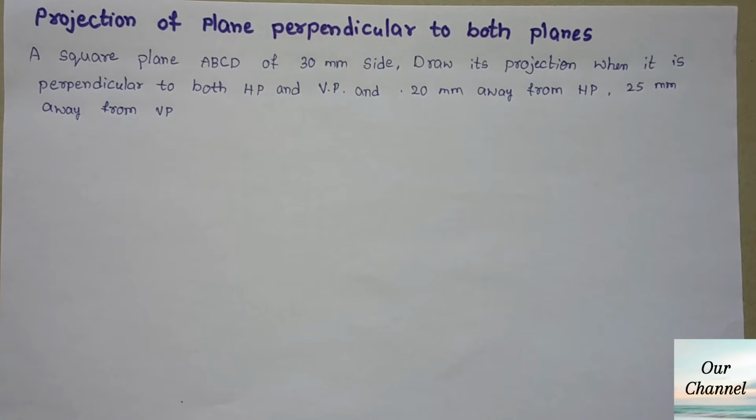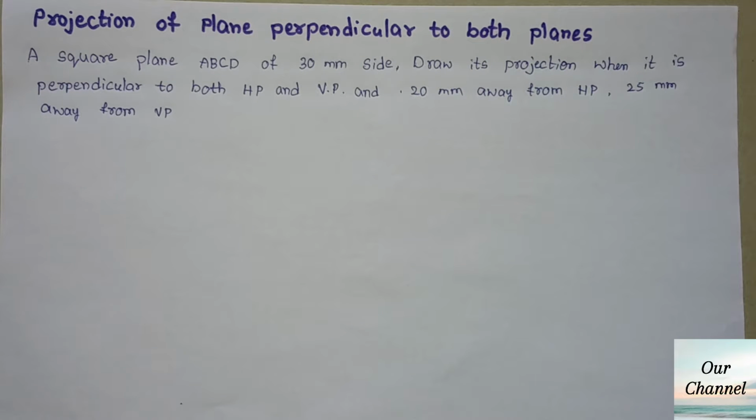Today I am going to explain about projection of a plane perpendicular to both the planes, that is both the horizontal plane and the vertical plane. In this question, the square plane ABCD of 30 mm side is perpendicular to both horizontal and vertical planes, and it is 20 mm away from HP and 25 mm away from VP.